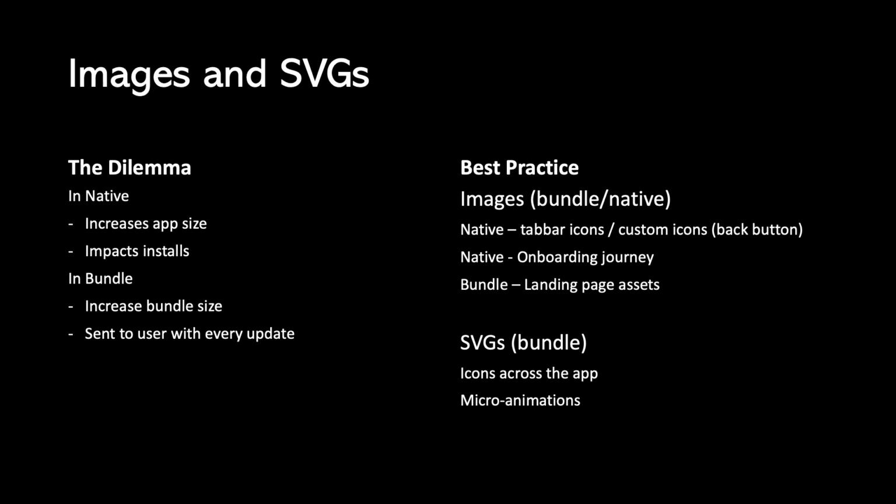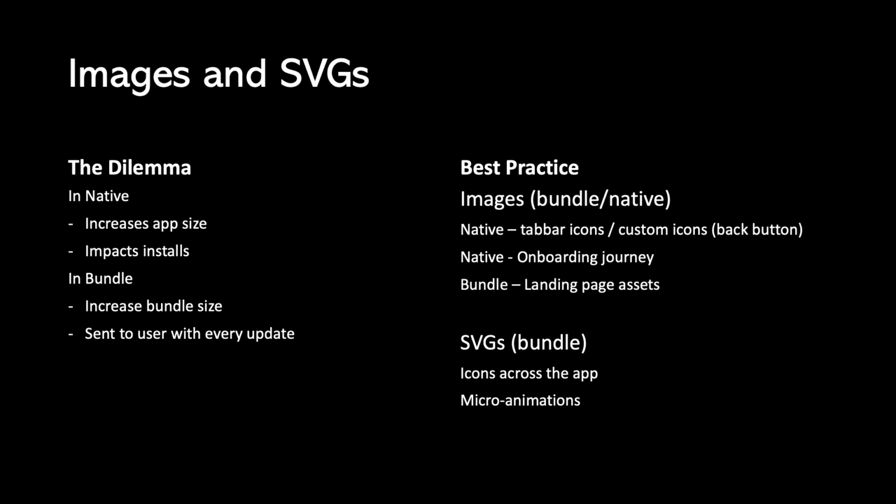SVGs are great for icons. As we just saw, they render pretty well across device resolutions. We don't need to upload 4 versions like we need to for images. And they're also really good for micro animations, which we'll see in one of the later sections where we use Lottie. So as we can see, both have their own use cases. And these are some of the best practices that we can follow while deciding whether we should use an image or an SVG and where should we really put them, on the native side or bundle them.